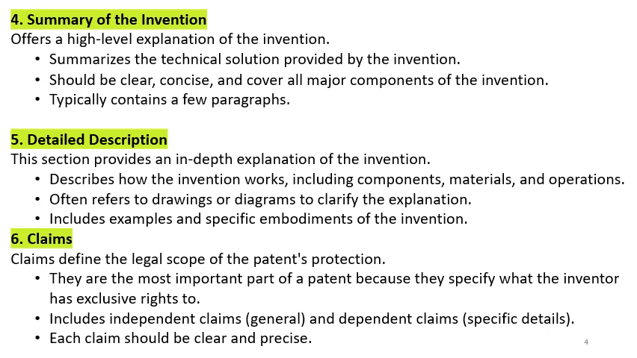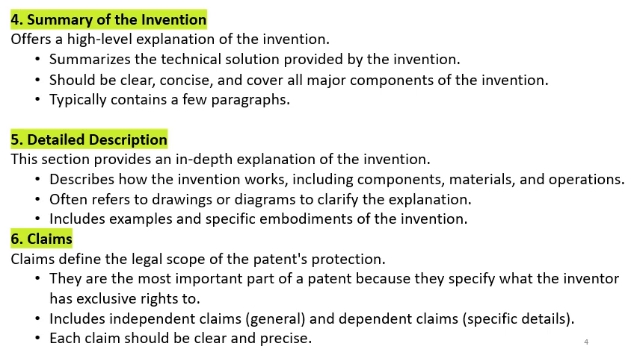So claims are the most important part of the patent because they specify what the innovator has exclusive right to. For example, if particle size is patented, then you cannot take that particle size API and make the formulation. It includes independent claims and dependent claims. Independent claims are general and dependent claims are specific details.